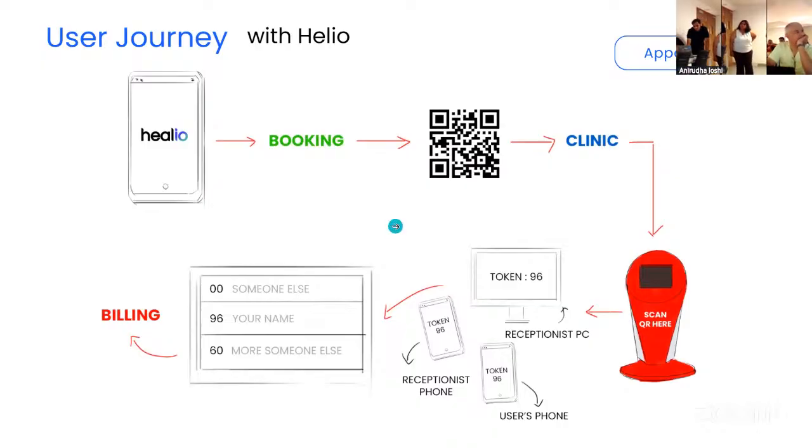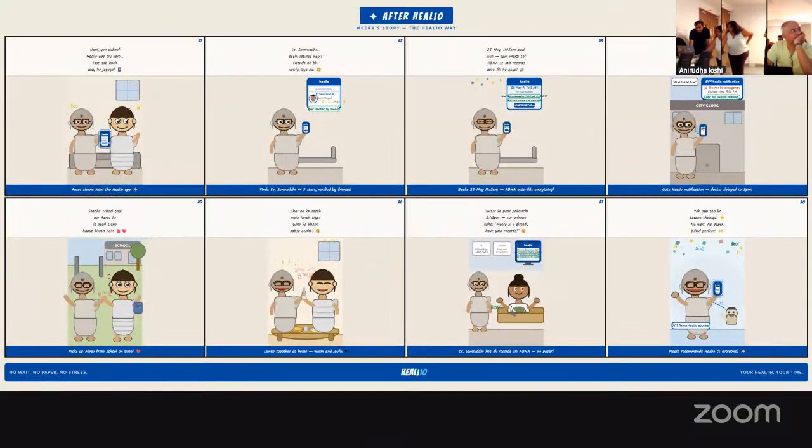What the QR code essentially does is it takes your entire information and puts you on the list. So you know where you stand, who's behind you, and who's after you. You'll get real-time updates about that as well. And then that's the billing.